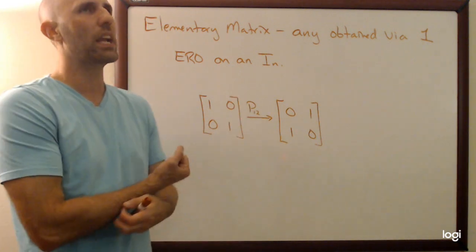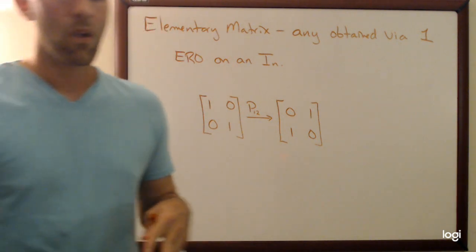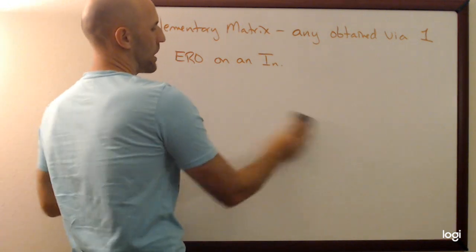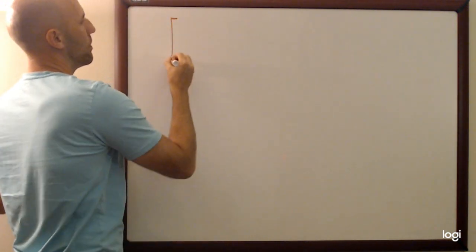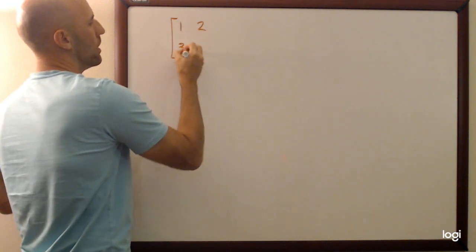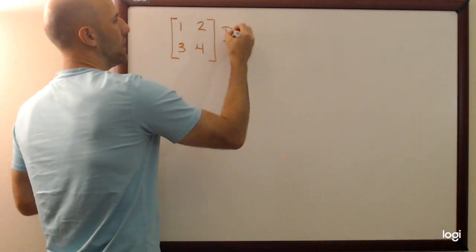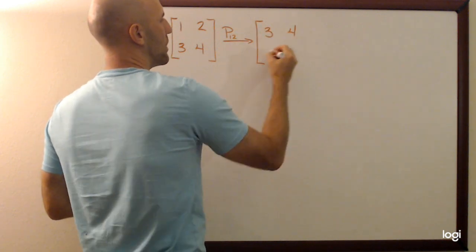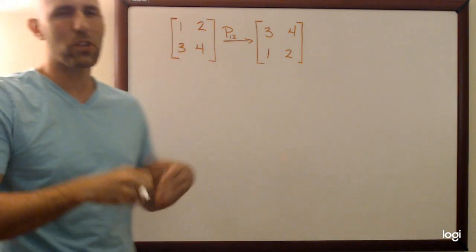Now, why do we care about these elementary matrices? Well, it has an interesting effect when used in multiplication with another matrix. So let's look at a quick example here. We'll take a pretty easy example. Let's say I have 1, 2, 3, 4. So here's a 2 by 2 matrix. And we'll perform a very easy row operation here. We'll permute rows 1 and 2. That will of course give me this matrix here, 3, 4, 1, 2. Again, very trivial.